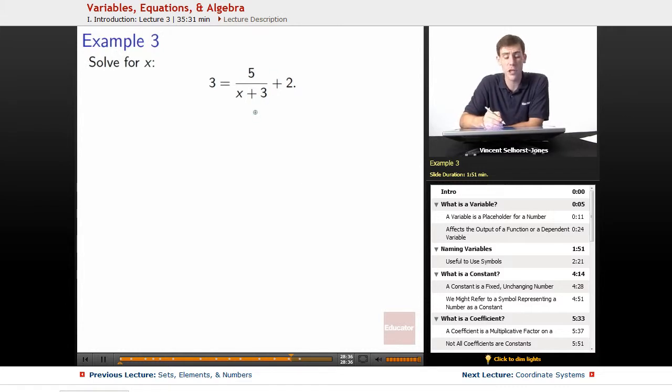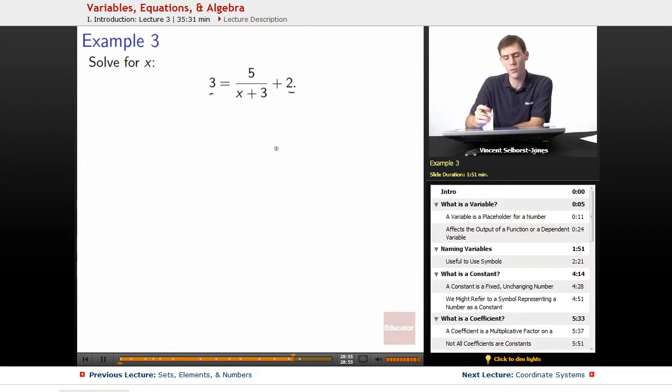How do we crack a fraction? We'll multiply by x plus 3, and that will destroy the denominator. Great. But if we multiply by x plus 3, then this 2 is going to get hit, and this 3 is going to get hit by the x plus 3. We have to hit everything, both sides. So the 3 will get hit by x plus 3, the fraction will get hit by x plus 3, and the 2 will get hit by x plus 3.